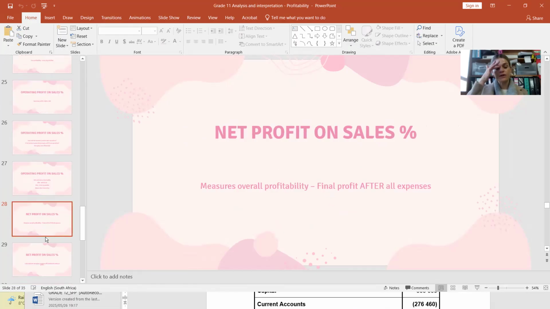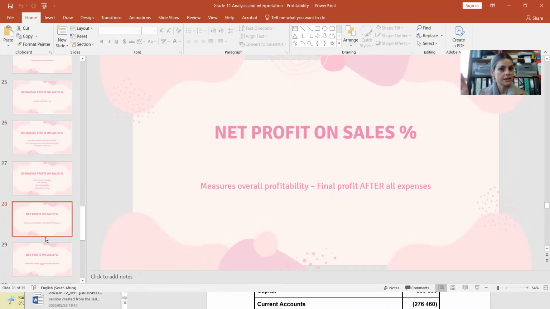Then you now also have your interest expense. And then in grade 12, you also have your finance expenses. So we now have sales minus cost of sales is gross profit, plus my other income, minus my operating expenses. That gives me my operating profit. So that's not your final profit.